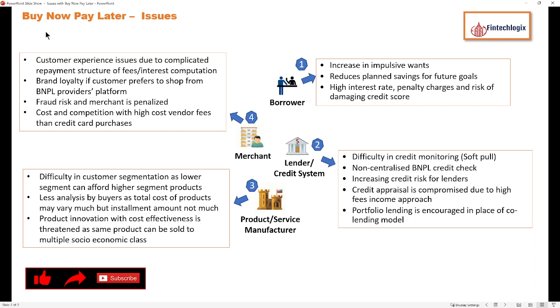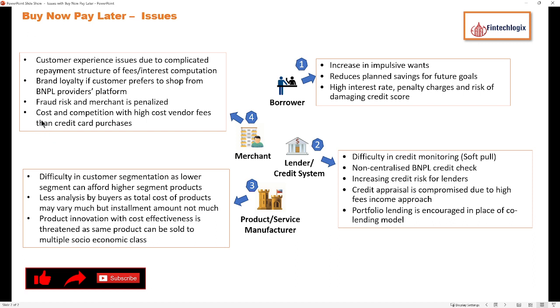Now, the third point is fraud risk. In case a customer has a fraudulent document and succeeds in getting a BNPL and taking the product and service with him, in this case of fraud the merchant is the only one penalized, because the customer would have come through the merchant only. So this poses a high risk for the merchant.